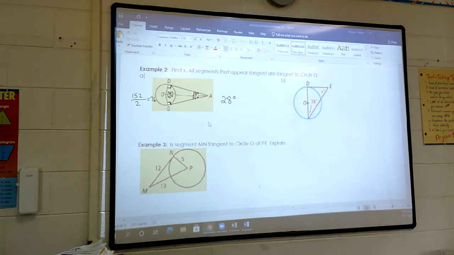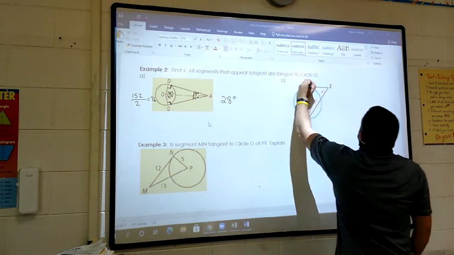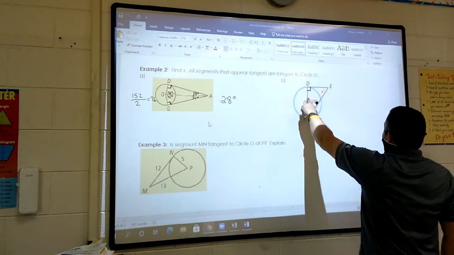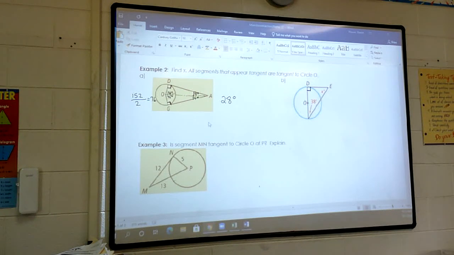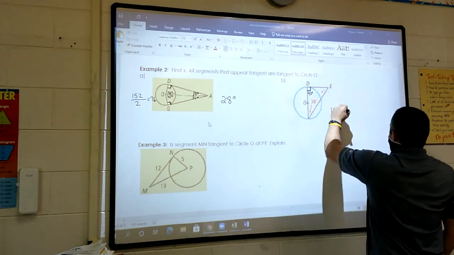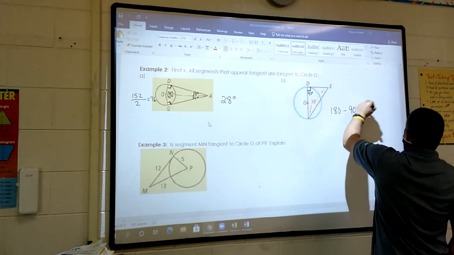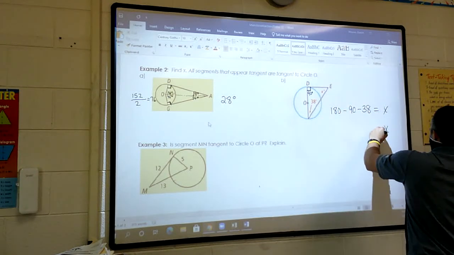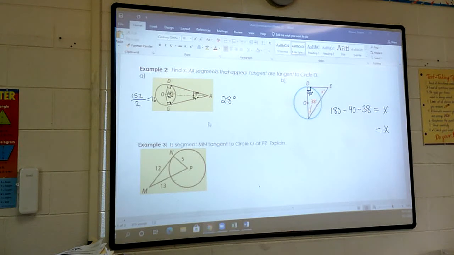Okay, let's look at the next one. This one's even easier. This is a 90-degree angle. You have to know that because we have a tangent line and we have a radius. Anytime there's a line that's tangent and a radius, they create a 90-degree angle because they're perpendicular. So we know this is 90 degrees. We know that's 38. So 180 minus 90 minus 38 is going to equal x, the one that we need. So we subtract 90 and 38 from 180.